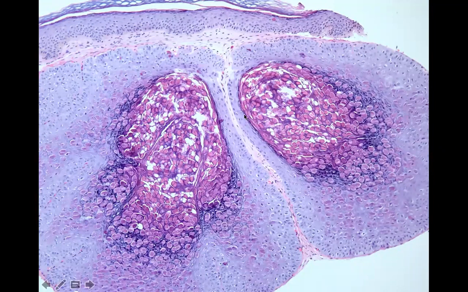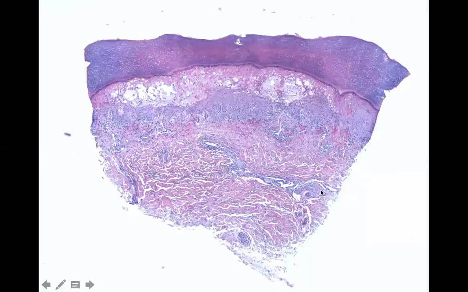So here is a molluscum, right? It's beautiful. We've got these purple Henderson-Patterson bodies. Nothing else really looks like that. I'm just including it for completeness' sake.